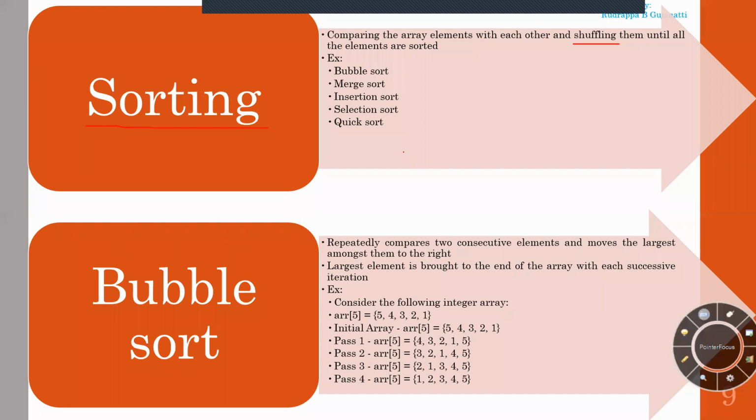Now there are different methods of sorting. A few are mentioned here: bubble sort, merge sort, insertion sort, then selection sort, and quick sort.